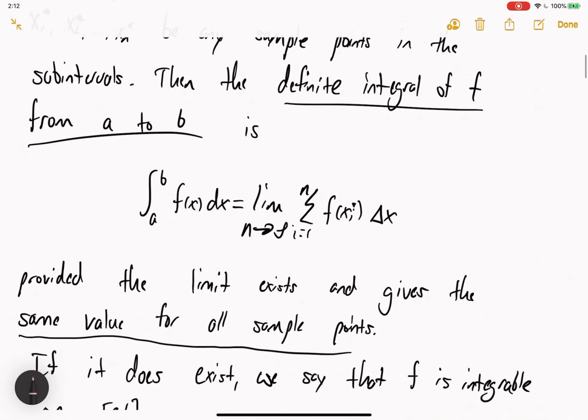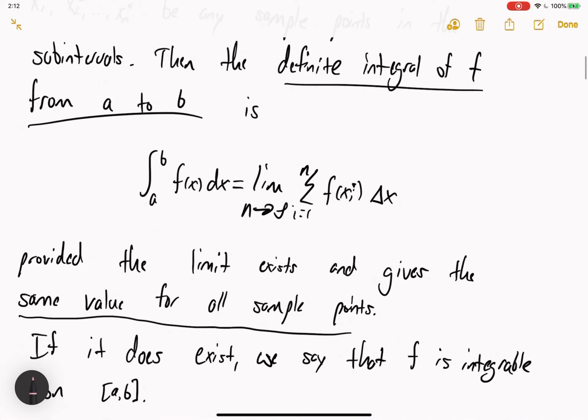So the definite integral of f from a to b is going to be the limit as n goes to infinity of the sum from i equals 1 to n of f of xi star times delta x. Let me just write it down. This is the sum of n rectangles, where f of xi star is the height and delta x is the width.